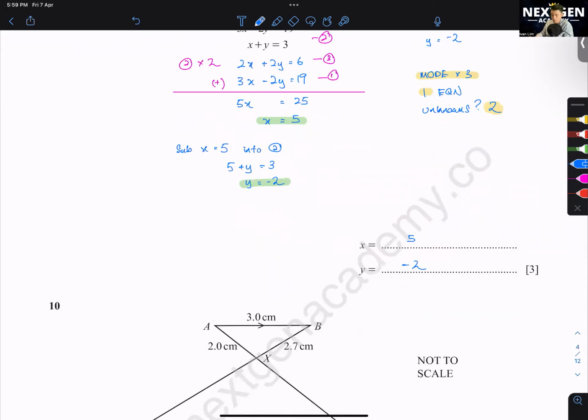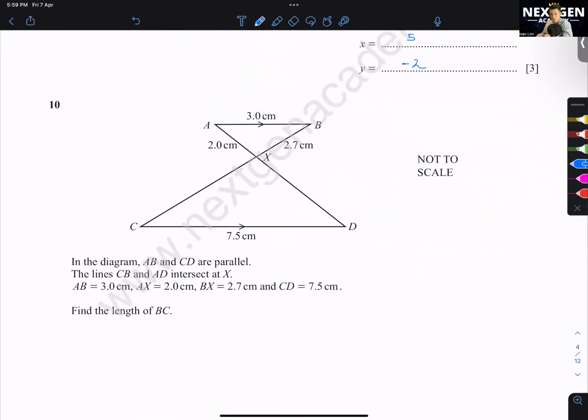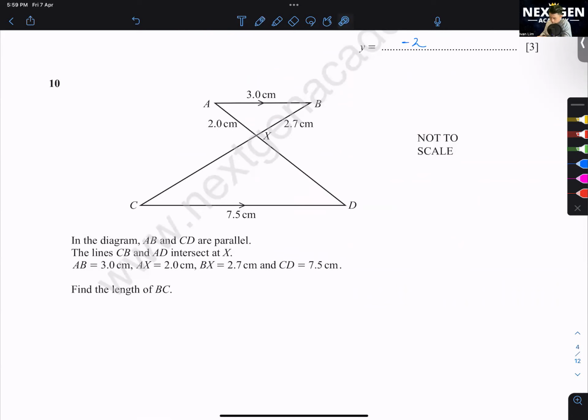All right, let's go. Question 10. In the diagram, AB and CD are parallel. The lines CB and AD intersect at X. AB is 3 cm, AX is 2 cm, BX is 2.7 cm, and CD is 7.5 cm. They want you to find the length of BC, this entire thing.